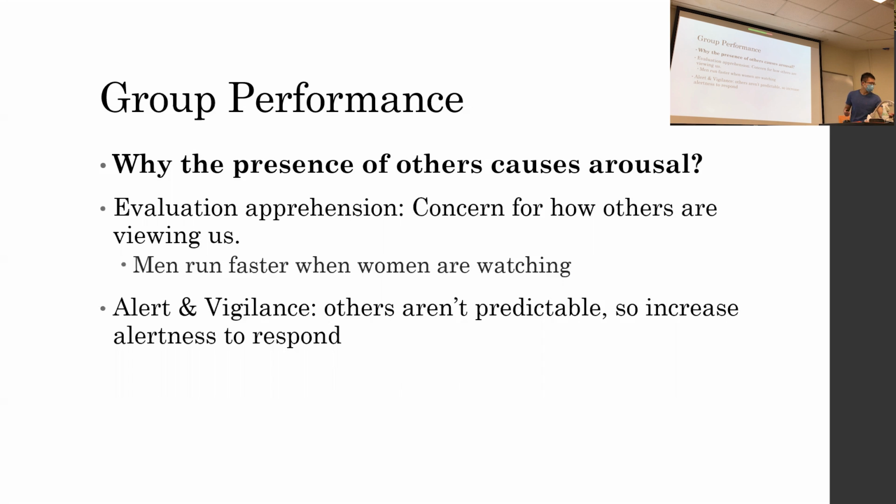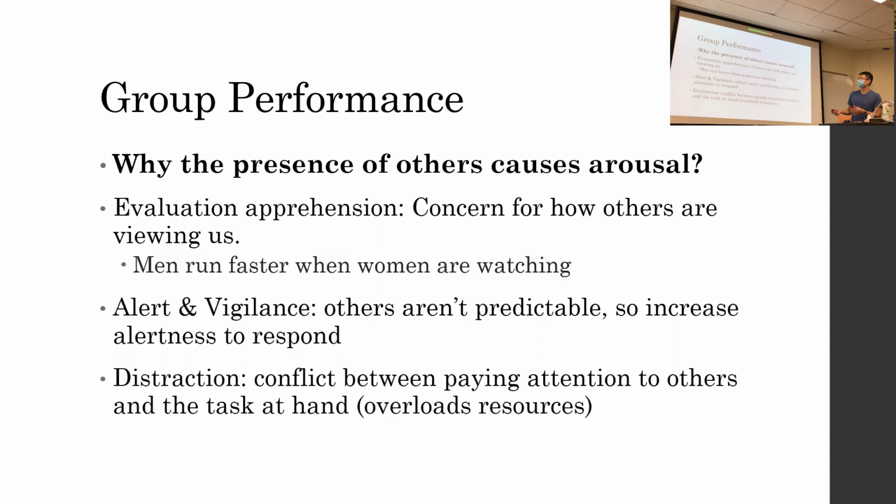How much time do we have left? Oh, we got 1 minute. I'm going to talk about this very quickly. So alertness and vigilance, we think, evolutionarily, we think other people are less predictable. So we need to increase alertness to respond to what other people do. And lastly, is distraction. We found that sometimes this might not work on social facilitation. It might be just someone comments. It's just distraction. We put our attention to other stimuli, and that's why we perform worse.